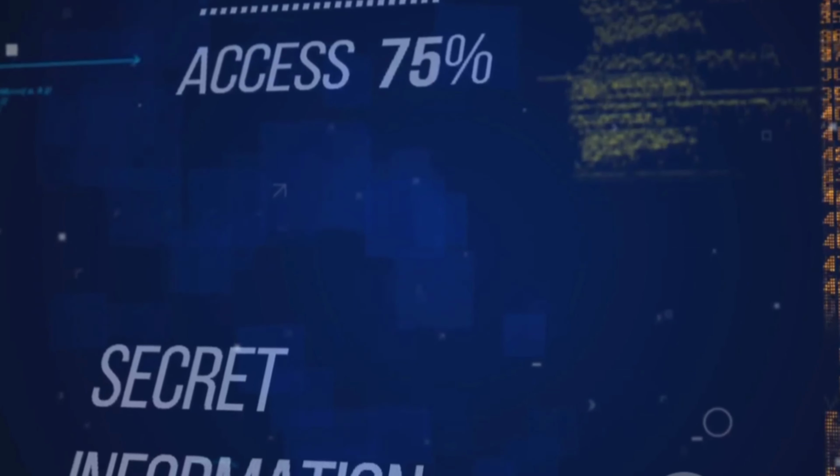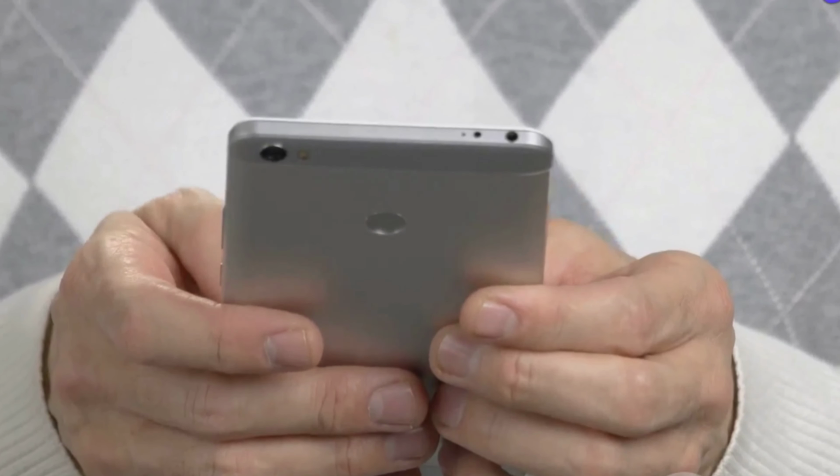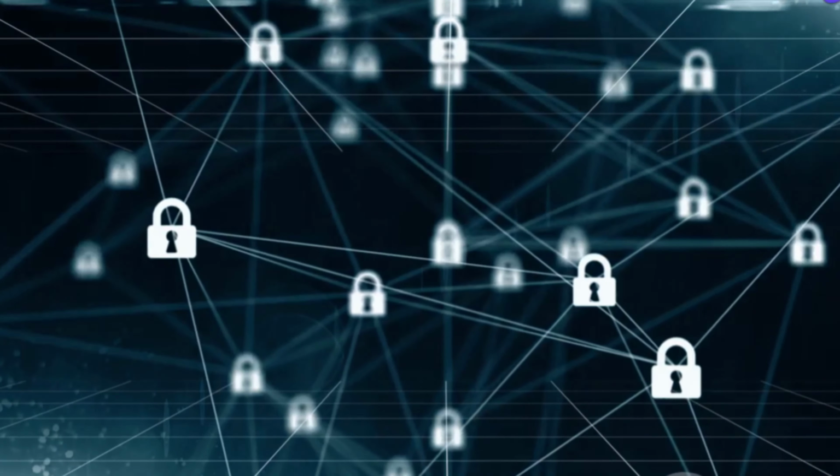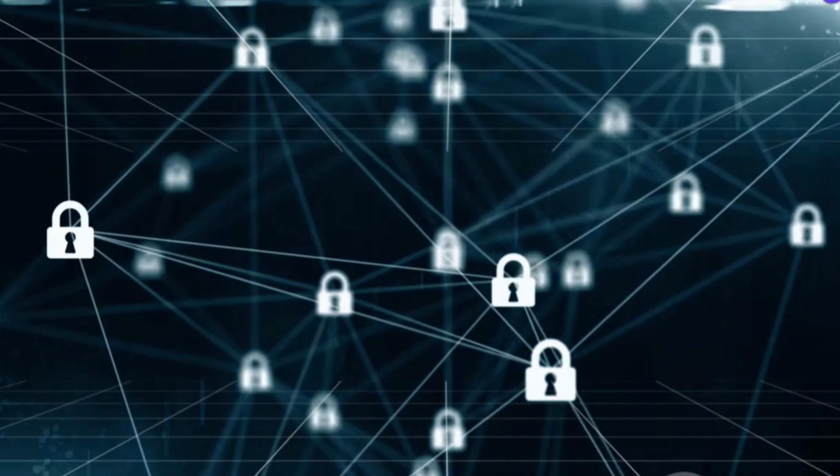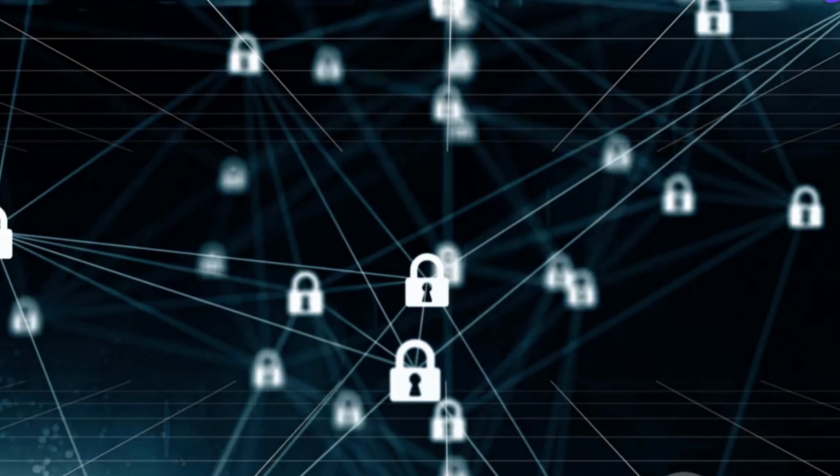Section 10. Conclusion. Embracing ethical hacking. As technology advances, so do the methods of cybercriminals. Ethical hackers serve as the first line of defense, proactively identifying and mitigating vulnerabilities before malicious actors can exploit them. By embracing ethical hacking, we contribute to a safer and more secure digital world.